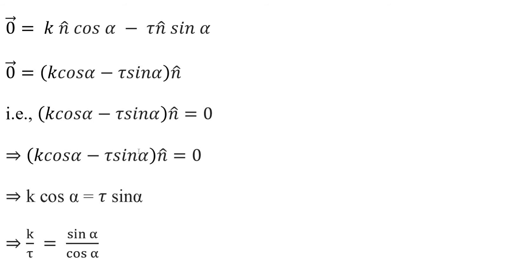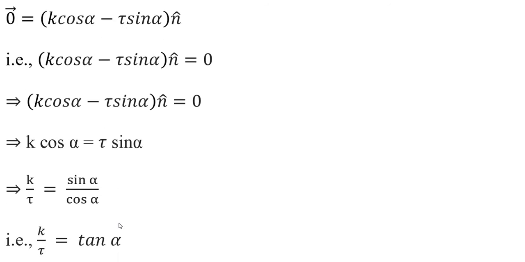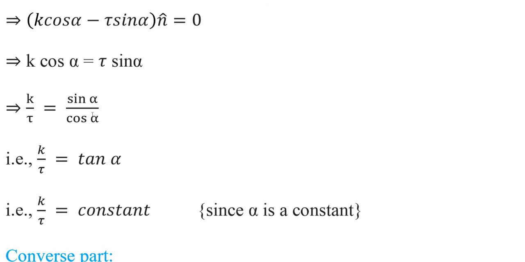So we take the dot product with n cap on both sides. We get kappa cos alpha minus tau sin alpha equal to 0, which implies kappa cos alpha equal to tau sin alpha, which gives kappa by tau equal to sin alpha by cos alpha. That is, kappa by tau equal to tan alpha. That is, we say that kappa by tau is a constant.